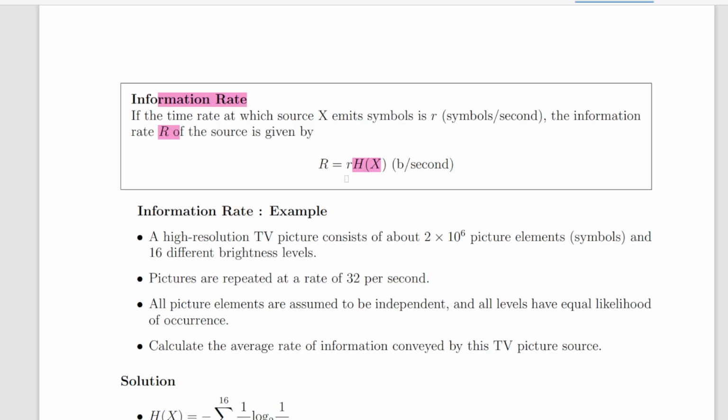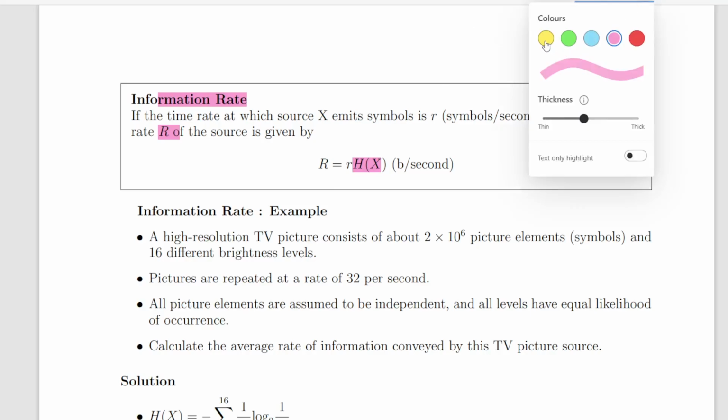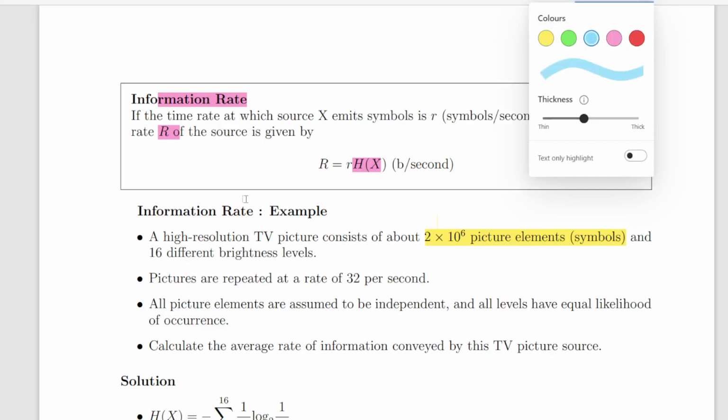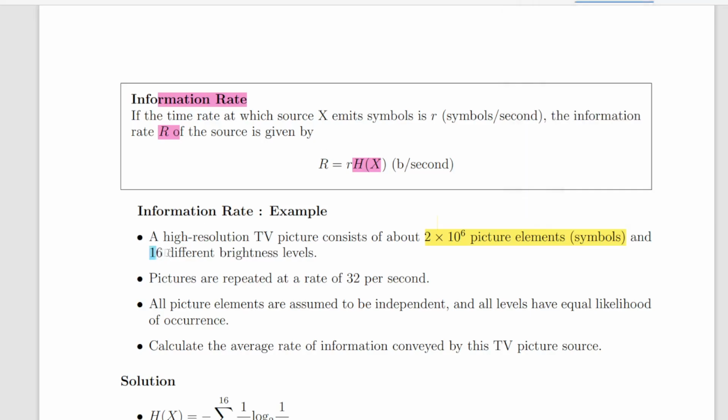A high resolution TV picture consists of about 2 by 10 to the 6 picture elements. This is important, so I'm going to split this up and we'll read through the question twice. 2 by 10 to the 6 picture elements, which is essentially 2 million, so that's 2 million symbols. It also has 16 brightness levels. I'm going to make note of that in a different color, 16 brightness levels, because that's going to relate to entropy.